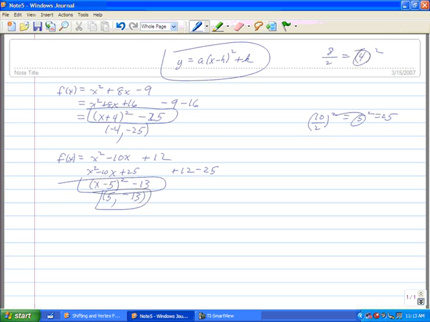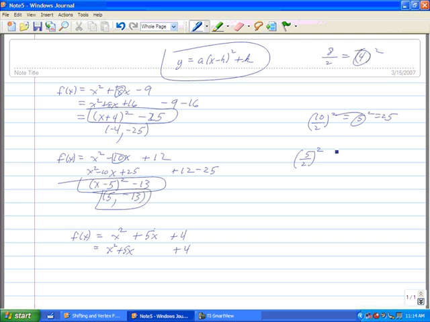Now the only thing about this is it can get a little bit more difficult when this number isn't even. So let's try one last example with f of x equaling x squared plus 5x plus 4. Alright, so again we group together those two terms, move the 4 out of the way. We're going to take half of 5 and square it.